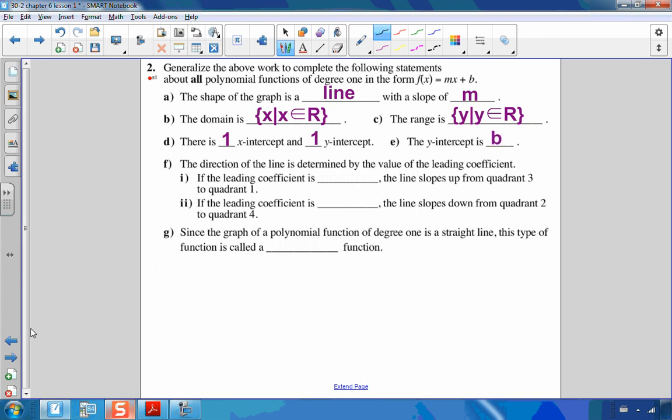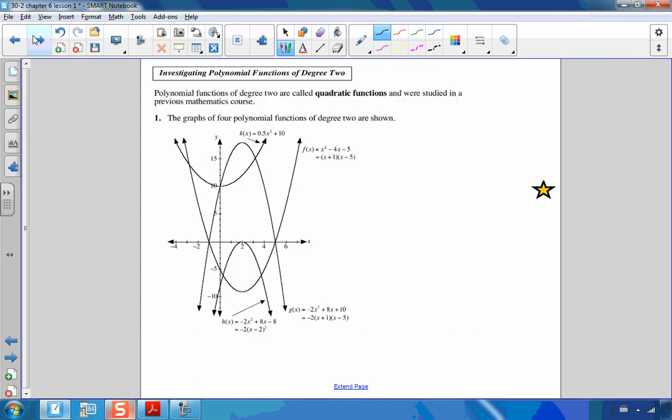Now, the direction of the line is determined by the value of the leading coefficient. So if the leading coefficient is positive, the line slopes from quadrant 3 to quadrant 1. If the leading coefficient, or the slope, is negative, the line slopes down from quadrant 2 to 4. So since the graph of a polynomial function of degree 1 is a straight line, this function is called a linear function. So hopefully that's all coming back to you from 10C.